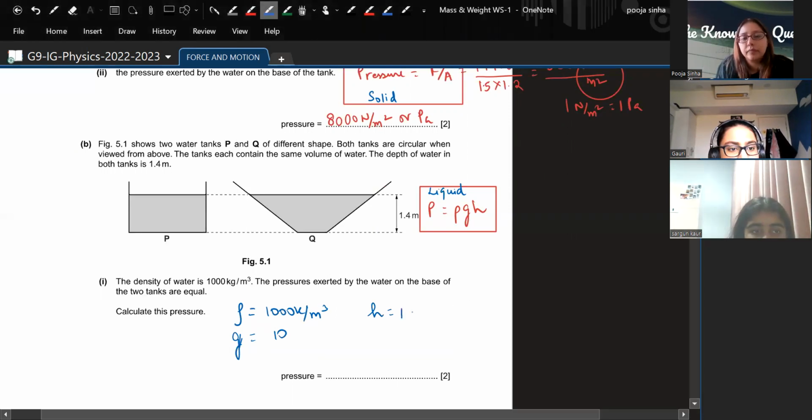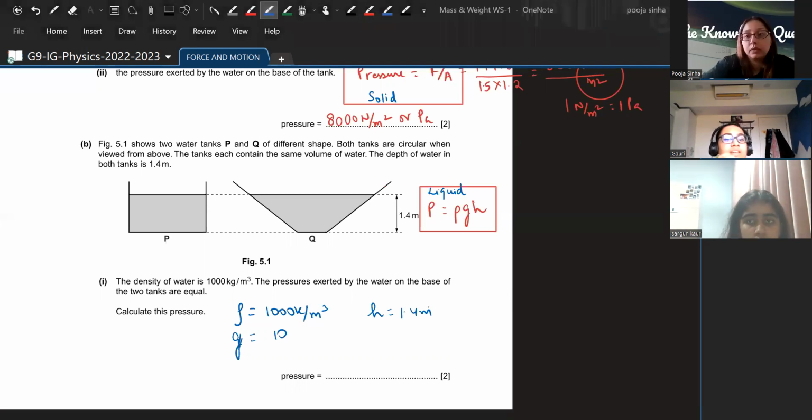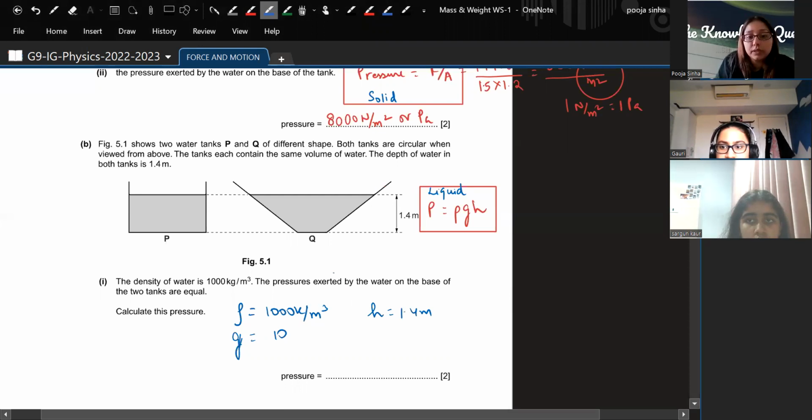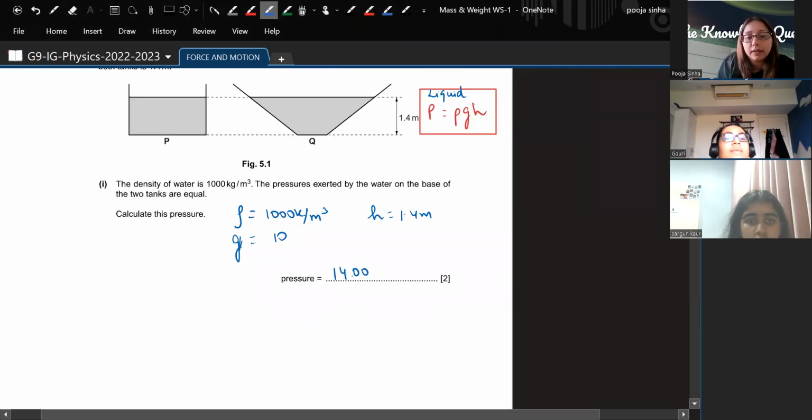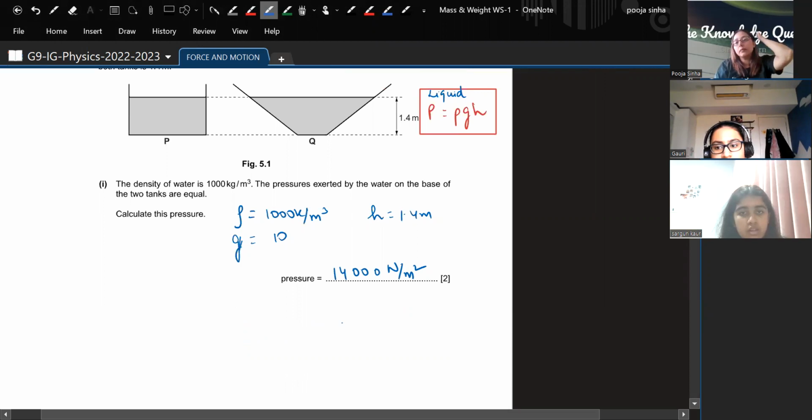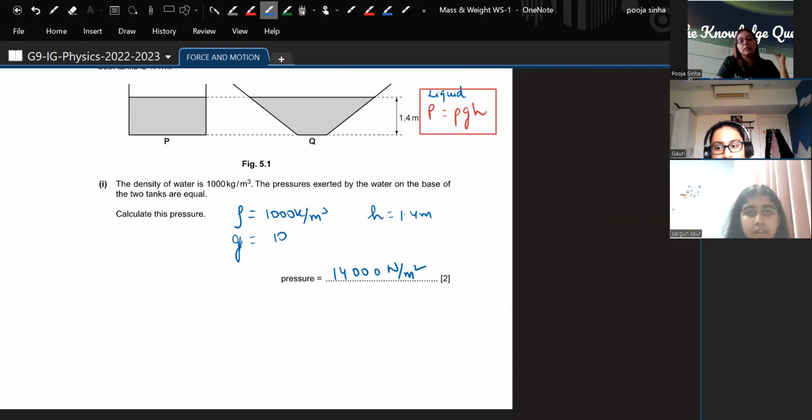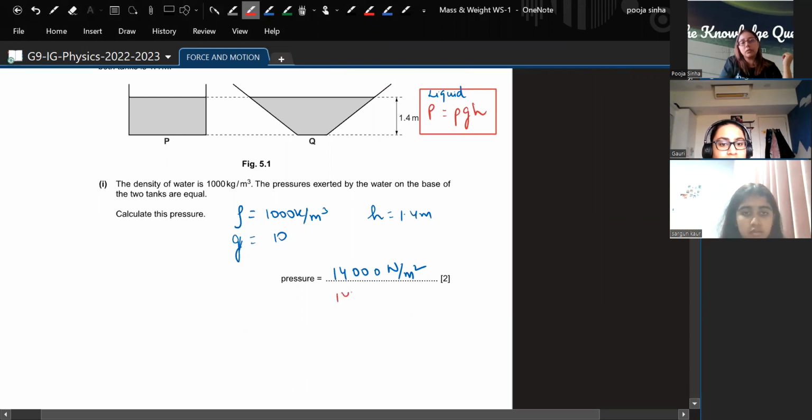14,000. 14,000 Newtons per meter square, or Pascals. Sargun, how much is 1 Pascal? 1 Newton per meter square. So can I write my answer as 14,000 Pascals also? Yeah. Okay. All right. Fine.